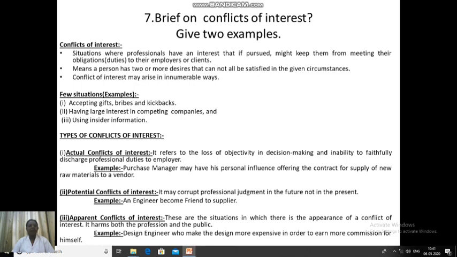Third one, apparent conflict of interest. These are the situations in which there is the appearance of a conflict of interest. It harms both the profession and the public. Example, design engineer who makes the design more expensive in order to earn more commission for himself.